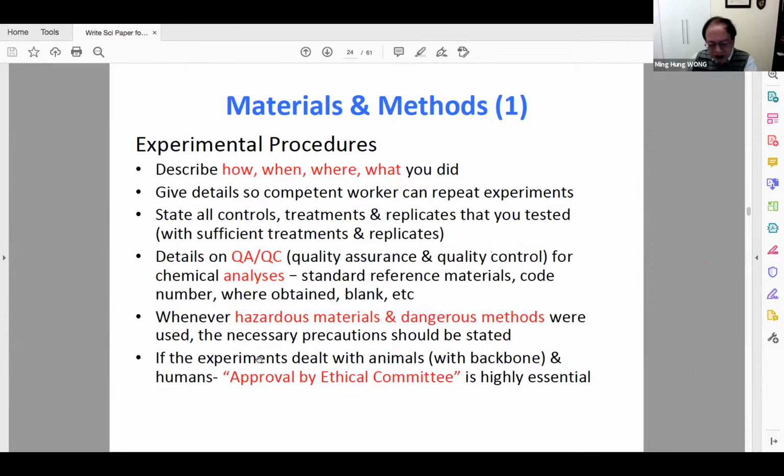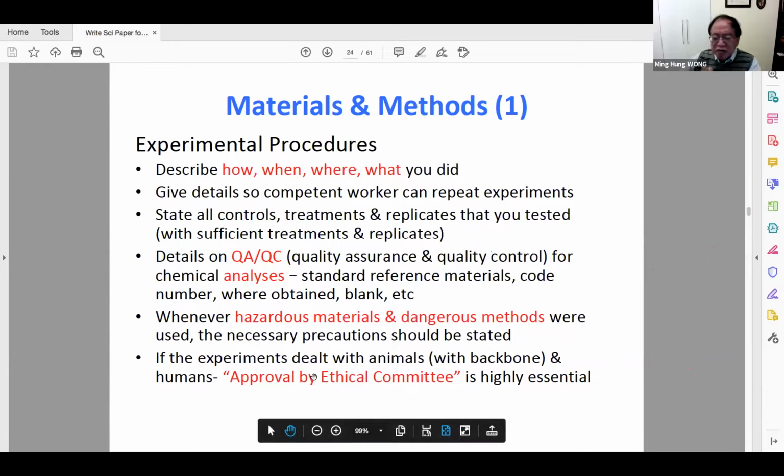Now, when you use hazardous materials and dangerous methods, I think you should take down the necessary precautions. Now, if the experiments dealt with animals with backbone, well, including human beings, I think we should seek the approval of the ethics committee. I think this is very important.